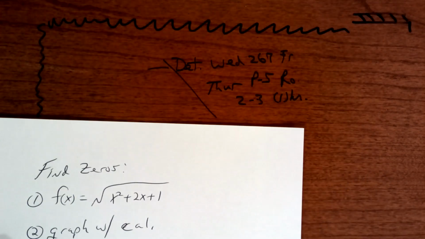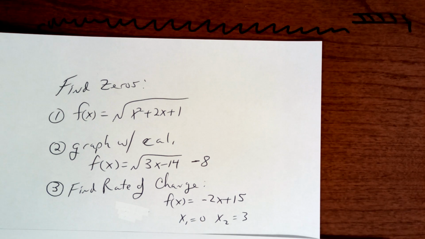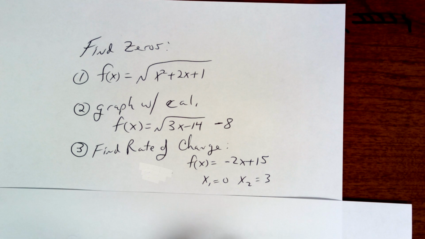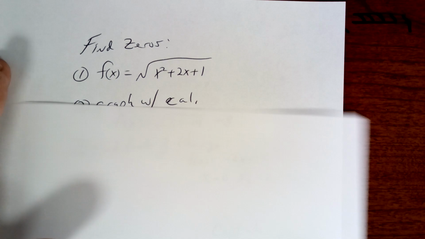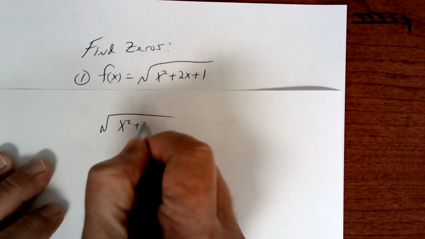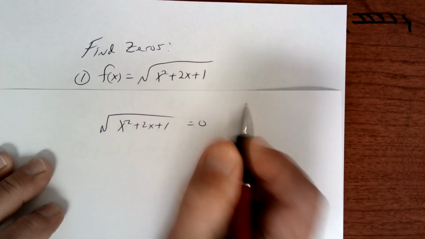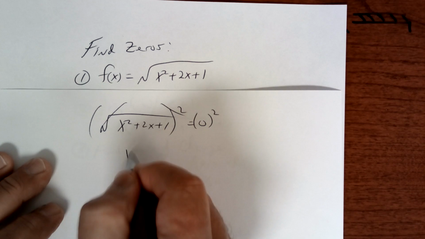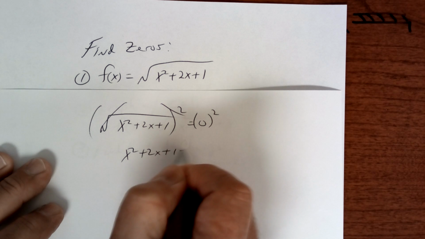Let's take a look here. Find the zeros. Well, let's think about this. To find the 0, you have to let it equal 0. So on this one right here, we're going to say the square root equals 0. We're going to square it, and we're going to get x squared plus 2x plus 1 equals 0.